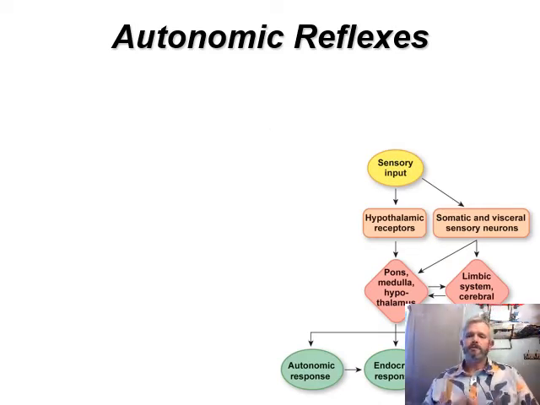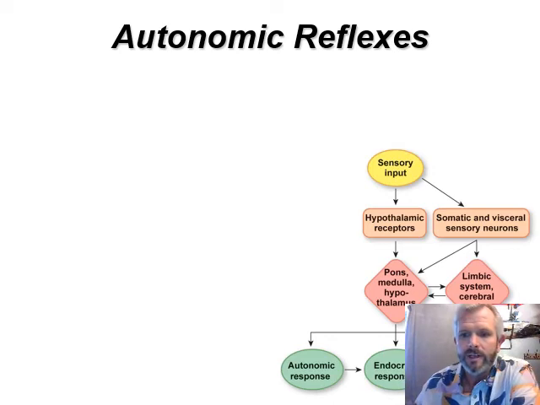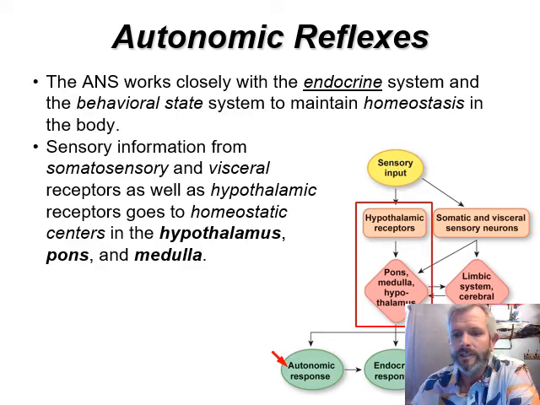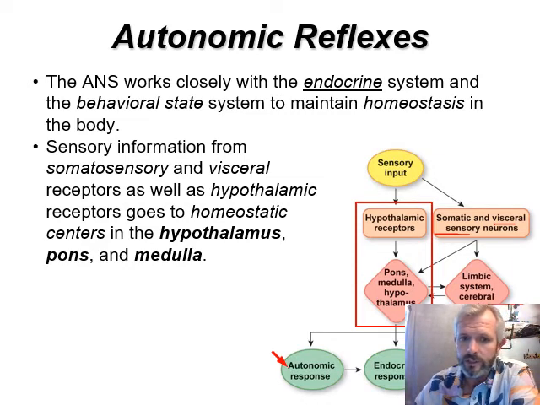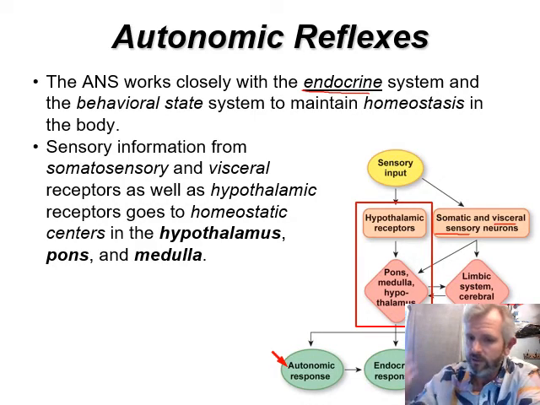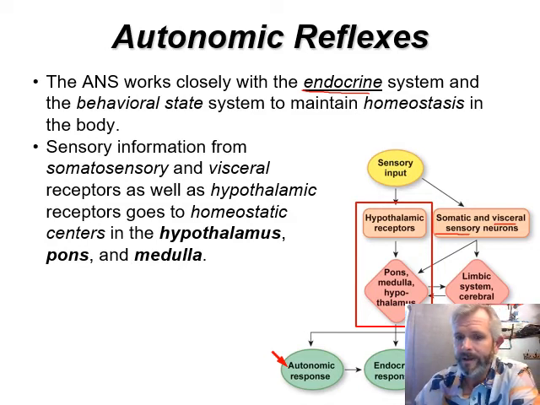So this housekeeping will take place via autonomic reflexes. All right, we have information coming in, sensory information, hypothalamic, visceral sensory information coming into the pons, medulla, into those control regions of the brain. And those control regions can then send out an autonomic response. We'll see the autonomic is also tied closely with the endocrine system, in that these control regions also influence endocrine response. Okay, so we get this information, and we can get our response. These regions can control it.